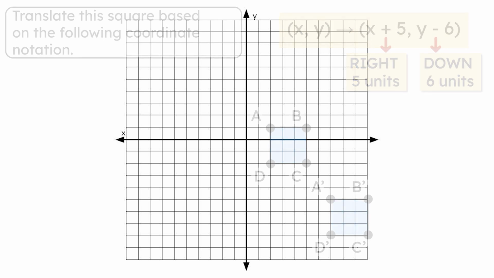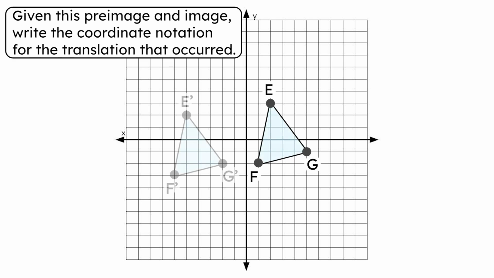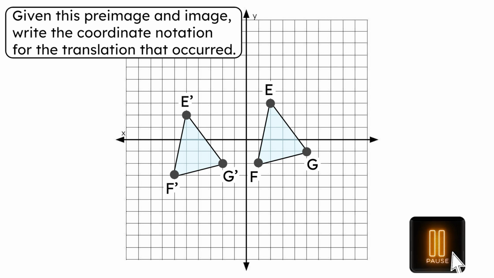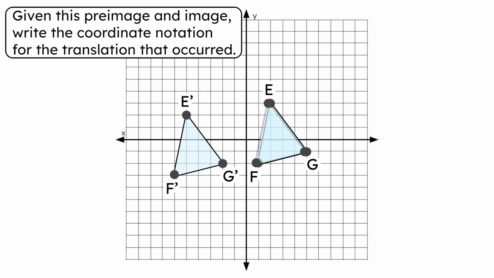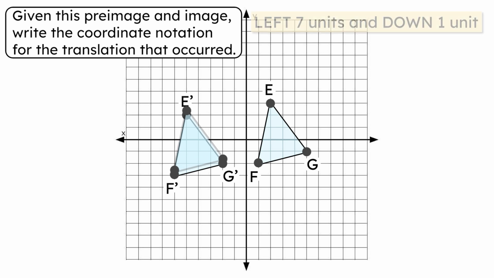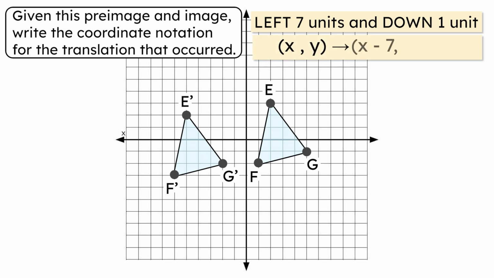Here's our last example. Given this pre-image and image of a triangle, write the coordinate notation for the translation that occurred. Pause now. We can see that the pre-image translated left 7 units and down 1 unit. Since it translated to the left, the x-coordinate decreased by 7, and since it translated down, the y-coordinate decreased by 1.